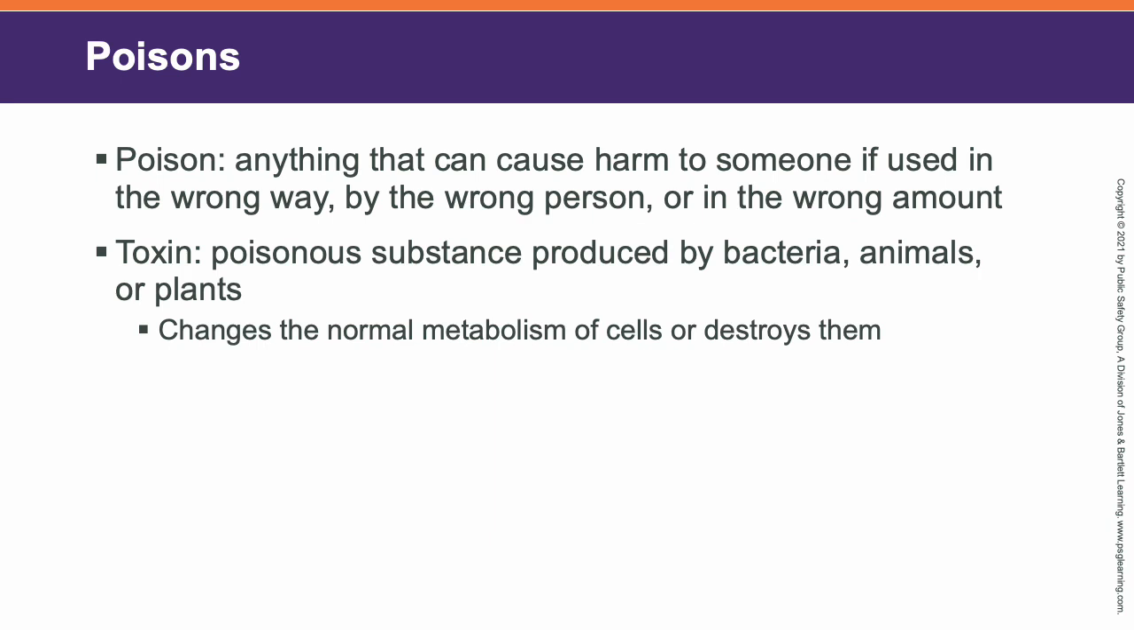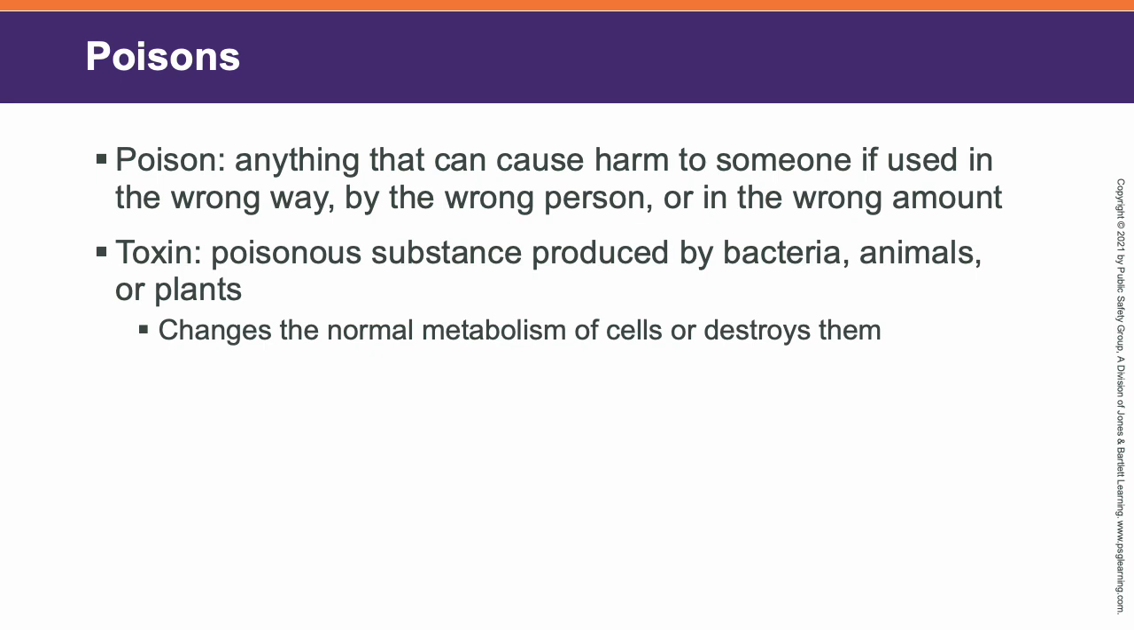So the first thing you need to understand is there's a difference between poisonous substances and toxins. Not all substances that are poisonous are actually toxic. A poisonous substance is something that can cause harm in any way. Could be if it's used in the wrong way, or by the wrong person, or in the wrong amount. A toxin is a poisonous substance that is produced by bacteria, animals, or plants.